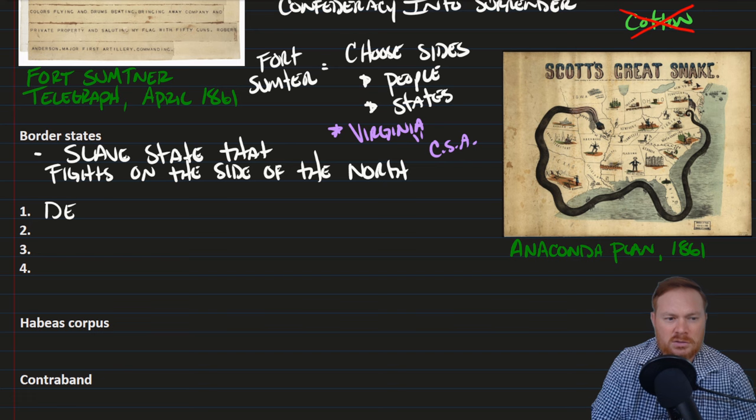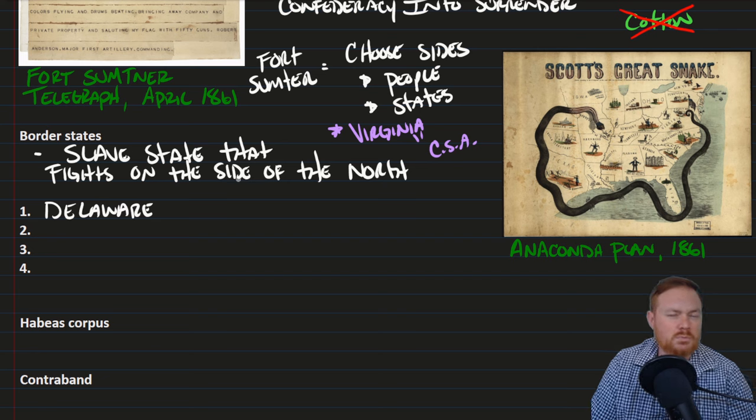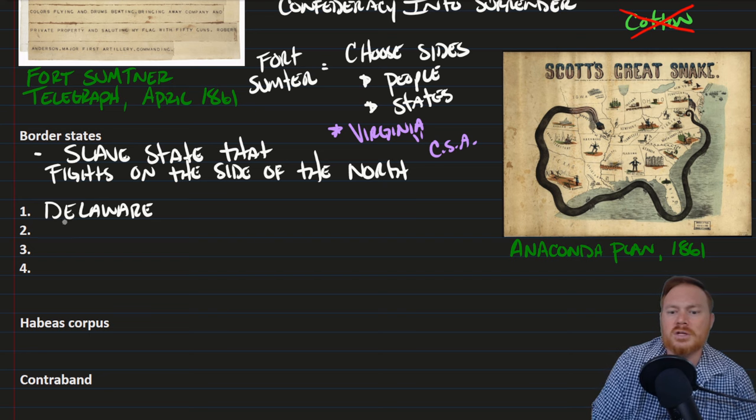Delaware is, in terms of the makeup of the state, Delaware at this point maybe resembles more of a northern state than it does a slave state, but slavery was still legal there. Delaware fights on the side of the North pretty easily, right? They see themselves maybe more of a northern state. The second one is Maryland.